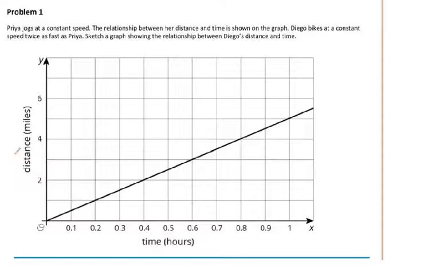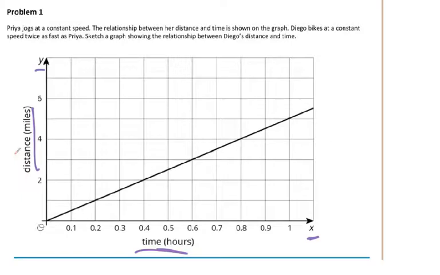All right, problem 1, Priya. Priya jogs at a constant speed. The relationship between her distance and time is shown on the graph. We have time here, we have distance here, this is X, this is Y. Diego bikes at a constant speed twice as fast as Priya. Now remember, she's running, he's biking, so let's not judge either one of them. Sketch a graph showing the relationship between Diego's distance and time. So we just have to double this. That's really all there is to it.